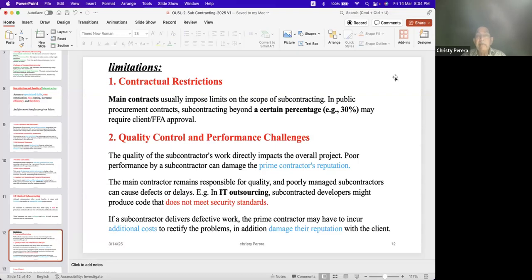If a subcontractor delivers defective work, the prime contractor may have to incur additional cost, not only damaging his reputation. Sometimes he'll have to put some other subcontractor to correct the incorrect work that they have done and rectify the problems. In addition, it damages their reputation. Yes, that I explained to you all.